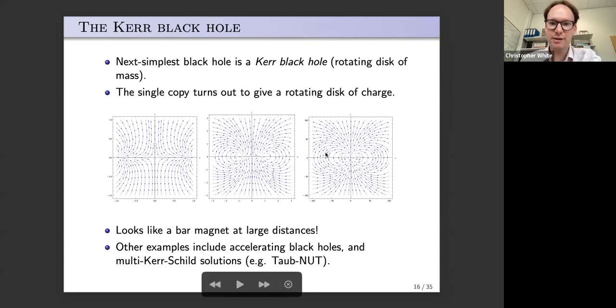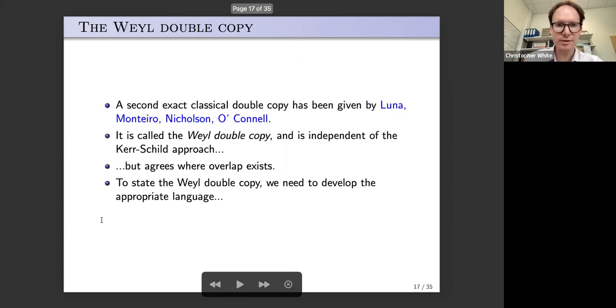So here I've plotted the magnetic field. And if you go to large distances, it looks like a bar magnet. Now, why is that? Well, coils of current are magnetic dipoles. And so a rotating disk of charge is just a load of current coils. And so, of course, you would get something like a dipole field. So, there's a lot of nice physics in this that's fun to play with. Now, also some other examples are known, which I'll skim over because we're getting short of time.